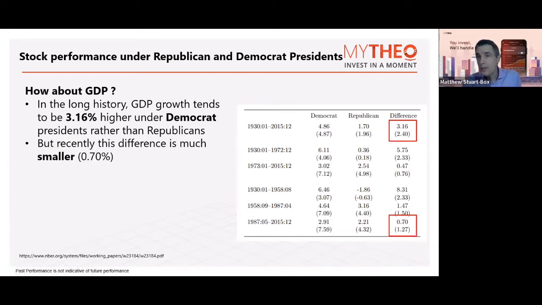However, if you look at more recent data, at the bottom of this table, it uses the same data, but it just uses a shorter window, just since 1987. Then you see the gap is much smaller, 2.9% under Democrats, 2.2% under Republicans. And so that difference of 0.7% is probably not statistically significant. So you could argue that perhaps over a long horizon, there is some evidence that the economy does better under Democrats, but recent evidence is pretty weak in that area.